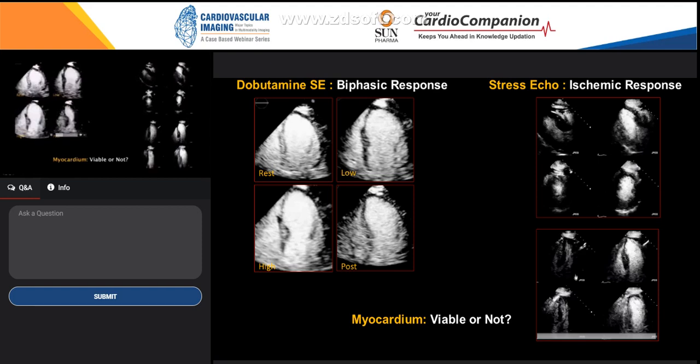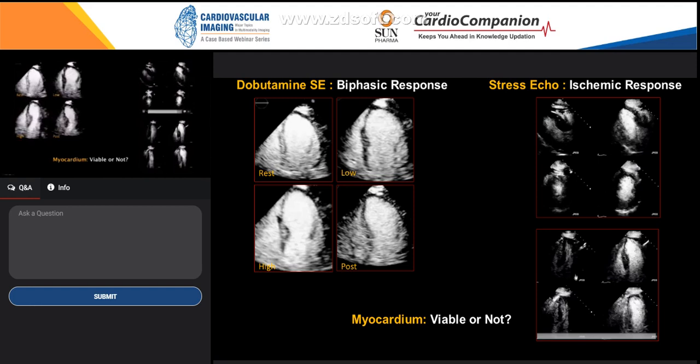The biphasic response. It's a biphasic effect, and Vera will tell you from the echo literature that it has a very strong specificity for viable myocardium. So one of the messages from today's talk is that the biphasic effect is very important if you find it. You don't find it very often, but if you do, that's good.